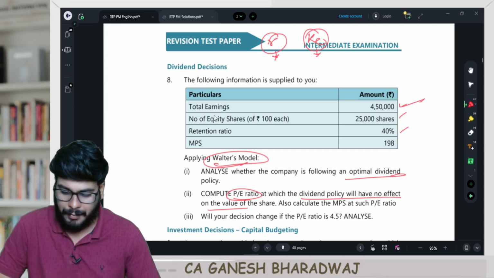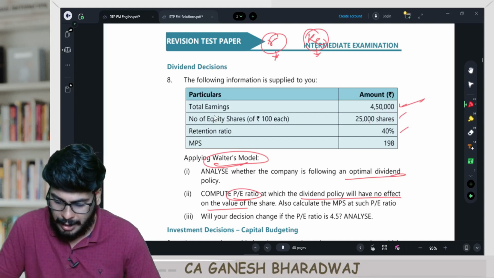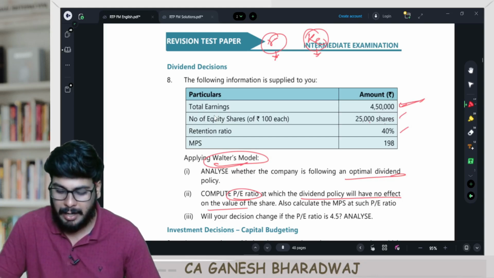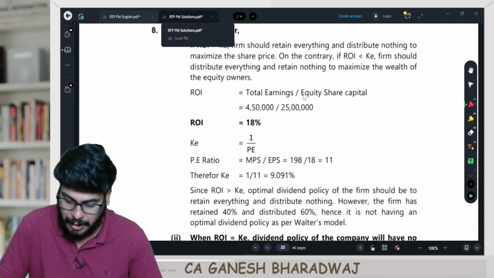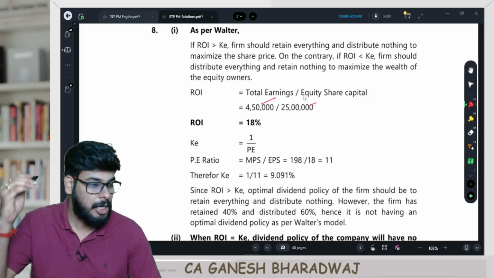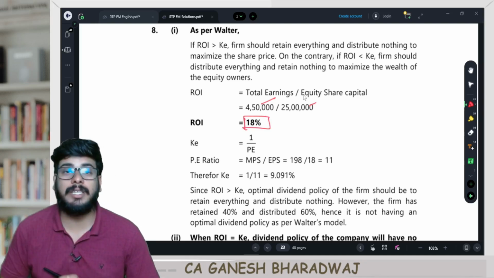Total earnings 4,50,000 divided by the total investment, which is only from equity shares. 25,000 into 100, so it's going to be 4,50,000 divided by 25 lakhs. Clear with this? This is what they have also done. Return on investment is 4,50,000 total earnings divided by the total equity share capital, 25,000 into 100, which is 25 lakhs. Return on investment is 18%.